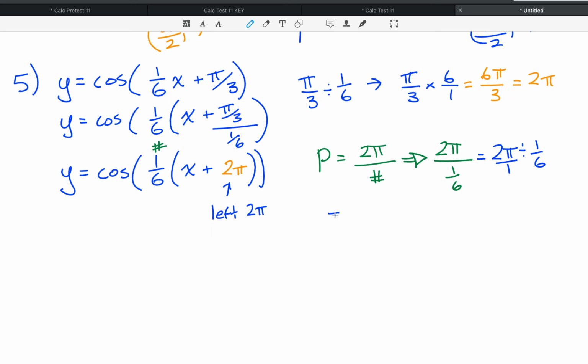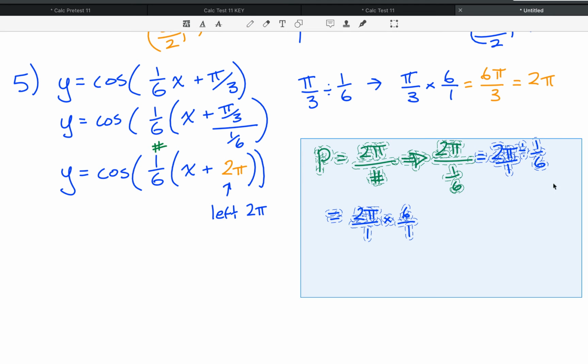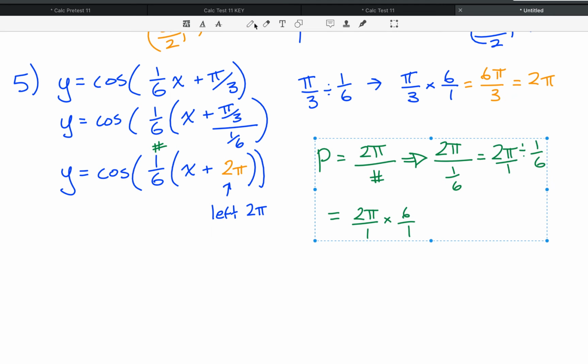And I'm going to keep it, change it, flip it. This is 2 pi over 1, keep it, change it, flip it. And I don't know randomly why I decided to change to blue. This should all be in green, so I can just keep track of my work a little bit better. This is equal to 12 pi over 1. You just multiply the tops, 12 pi, multiply the bottom, 1, and that's just 12 pi. Okay, that is the period. Remember, this is p. I can rewrite the p. That is our period, which is awesome.